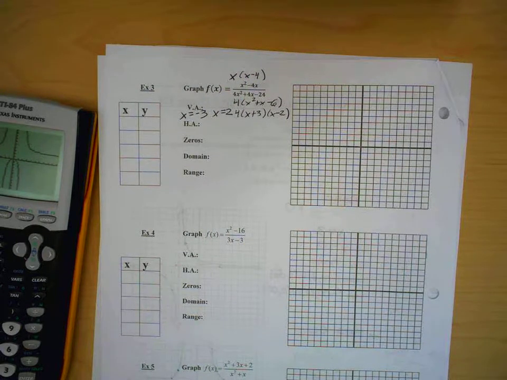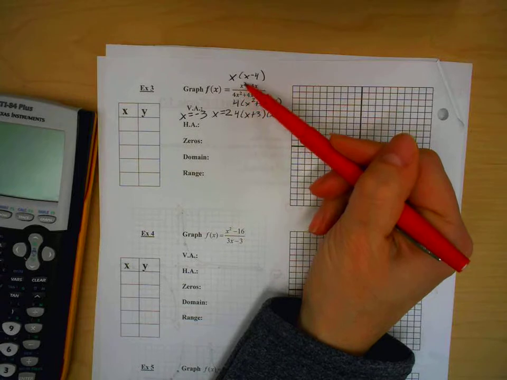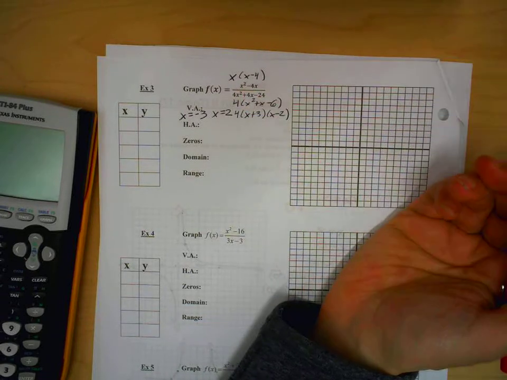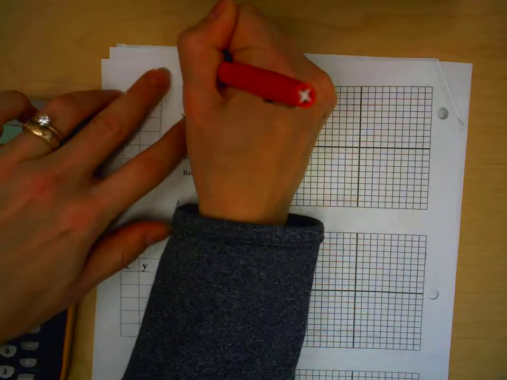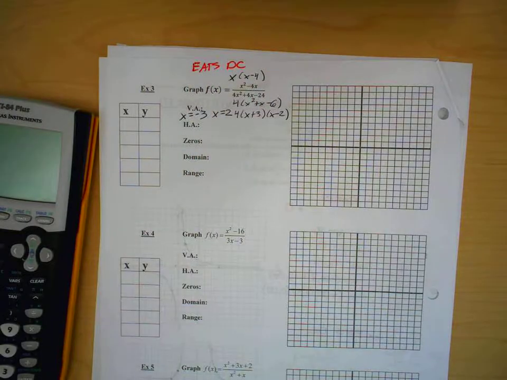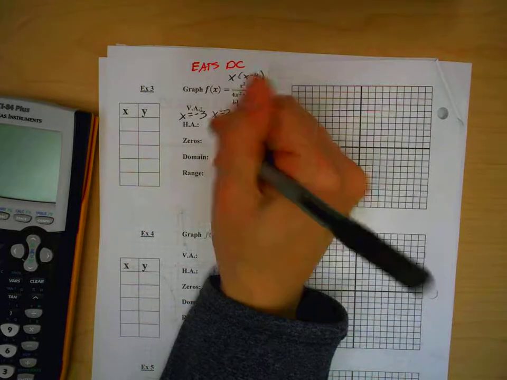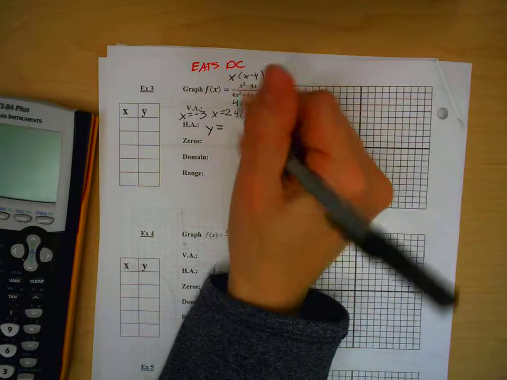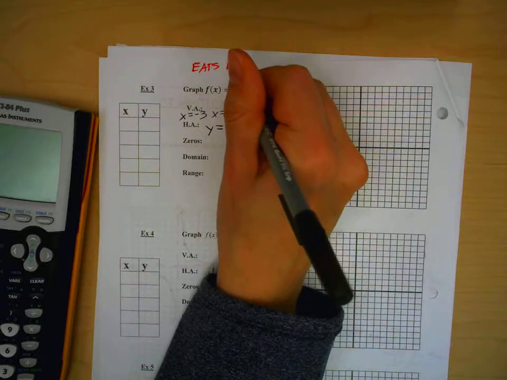All right, which one is this? Bobo, Botan, or Eats DC? Look at your highest. Yep, Eats DC. This one is Eats DC. Exponents are the same. Divide coefficients. All right, if I divide coefficients, what's my horizontal asymptote? 1/4. Right, this is a 1, that's a 4, 1/4.